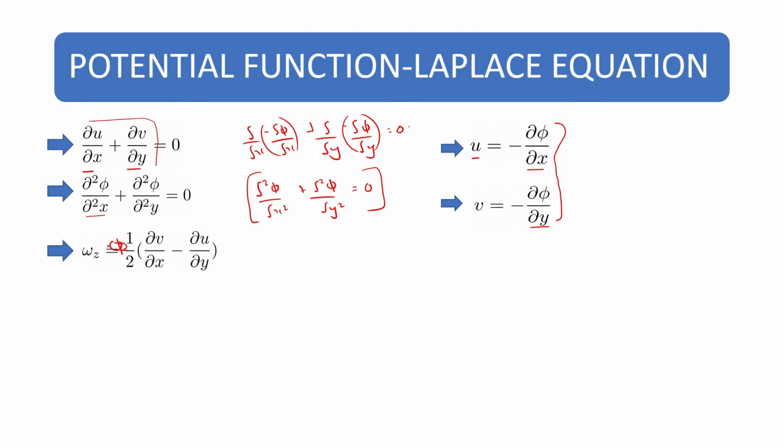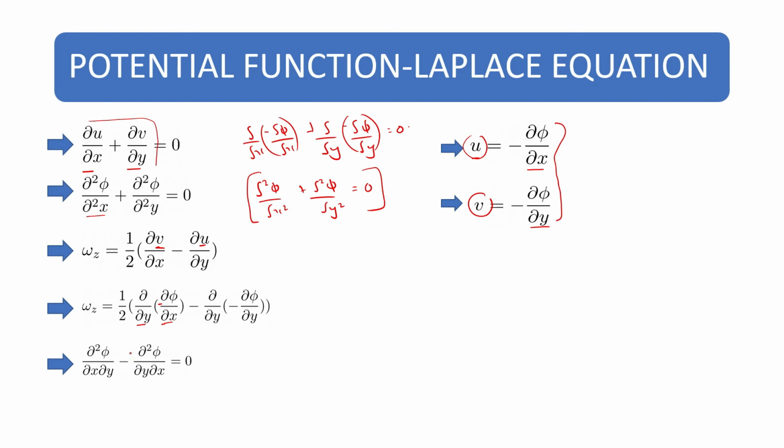So now let us see the angular velocity. Angular velocity is defined as omega z is equal to half into ∂v/∂x minus ∂u/∂y. So if you substitute v and u from here, you will get half into minus ∂²phi/∂x∂y plus ∂²phi/∂y∂x. Mathematically, ∂²phi/∂x∂y is equal to ∂²phi/∂y∂x.